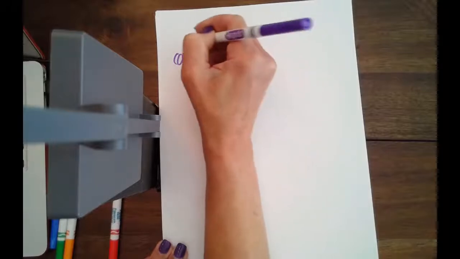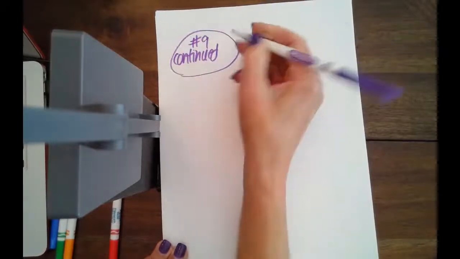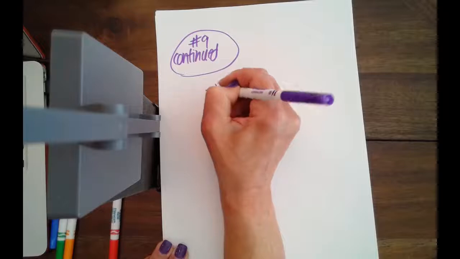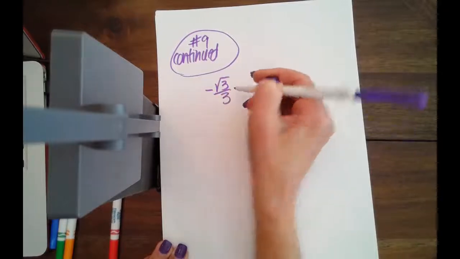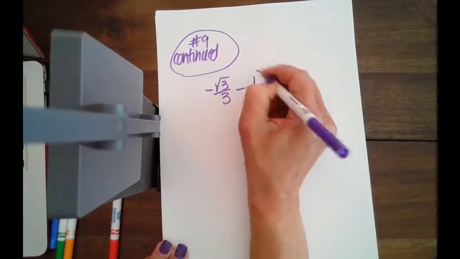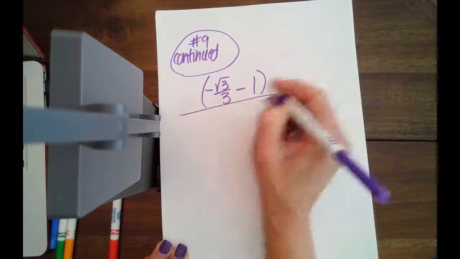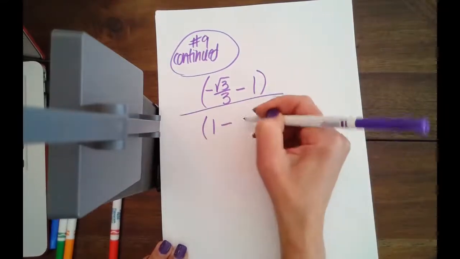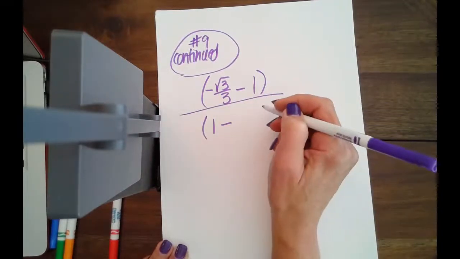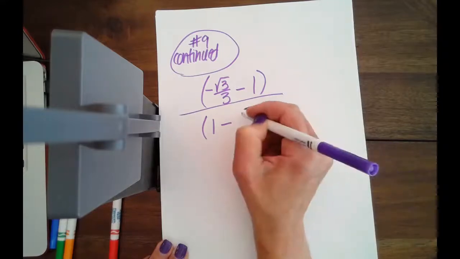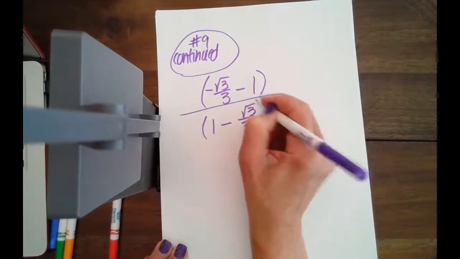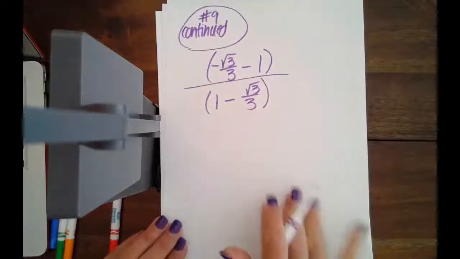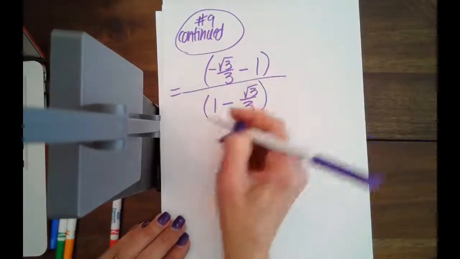Number 9 is continued. Okay, so we are looking at negative radical 3 over 3 minus 1 upstairs over 1 minus the multiplication of negative radical 3 over 3 times negative 1 is positive radical 3 over 3. Okay, I'm just simplifying from the prior step.